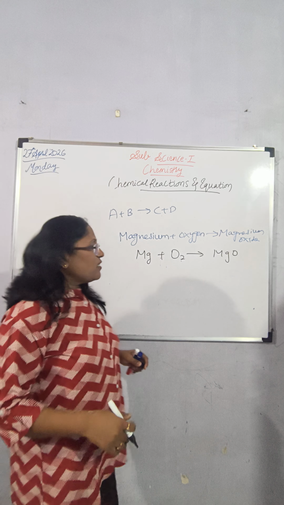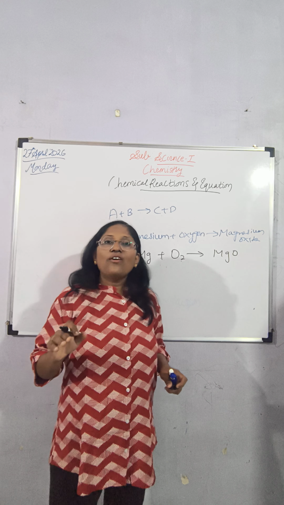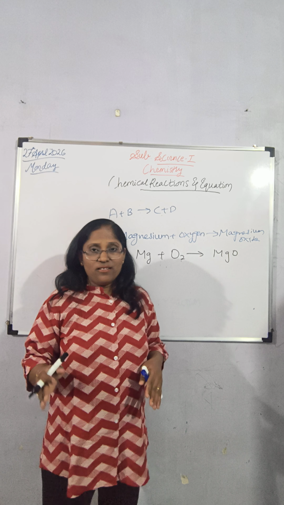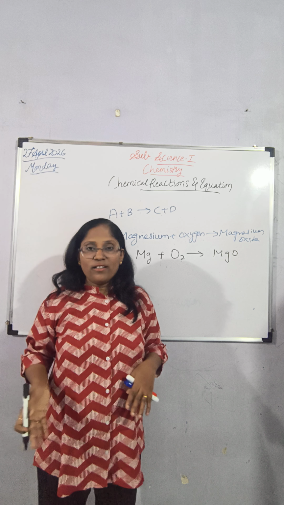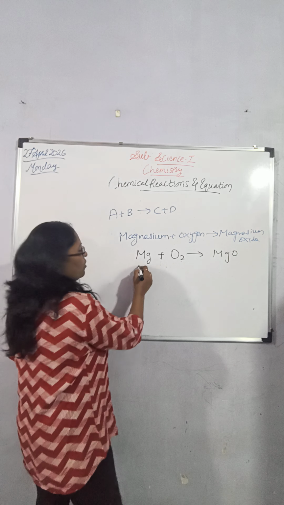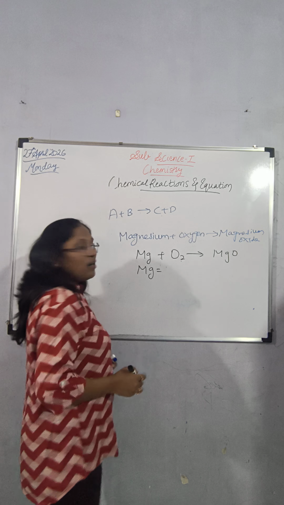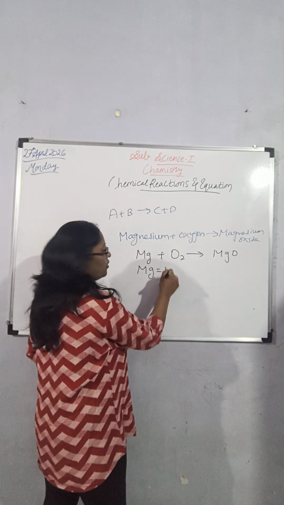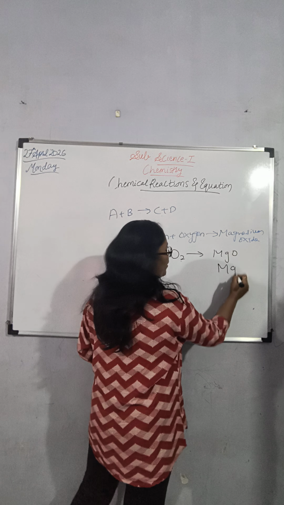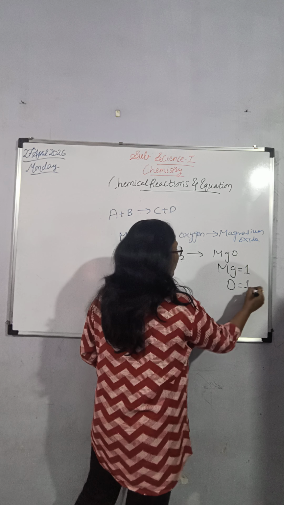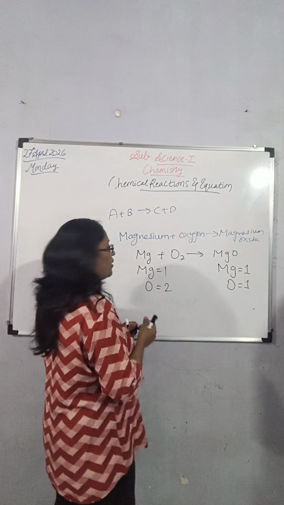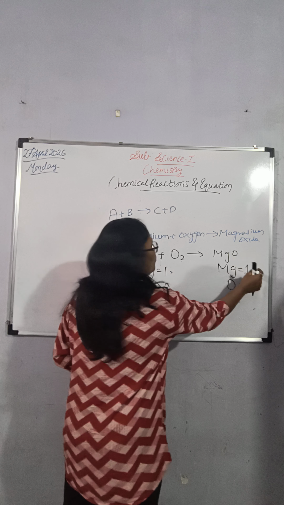Now, there is one trick of balancing. What is the trick? We have to balance first metals, then non-metals, then oxygen, and at the last hydrogen. Now here we'll first write magnesium. How many magnesium is there? Only one. Then comes oxygen. How many? Two. Here in the reactant, magnesium 1, oxygen 1. Now what to do? There is no need to balance magnesium because it is already balanced. So we will not balance this.